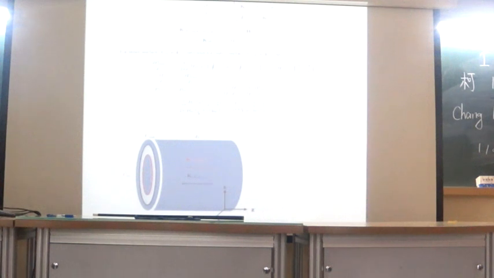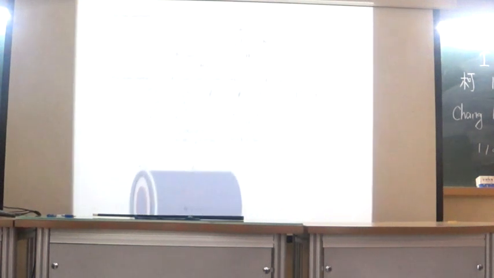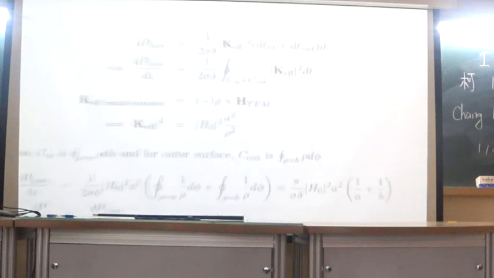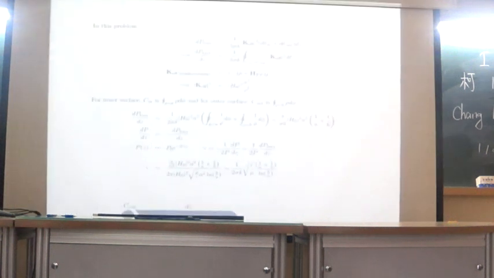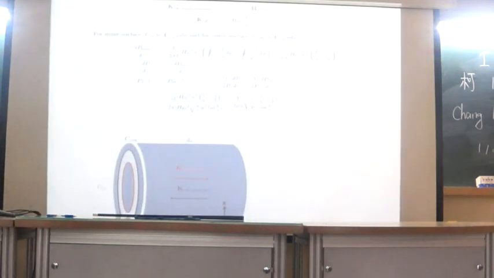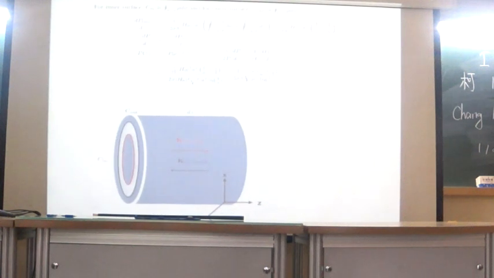So with this formula, the power loss per length is equal to the constant and the effective surface current integrated through a circle, at the surface of the inside conductor and the outside conductor. The integral region is this red circle and the black circle here. This is the integral region.